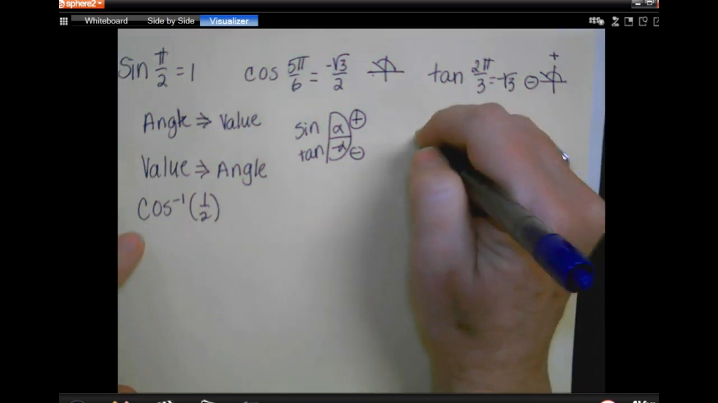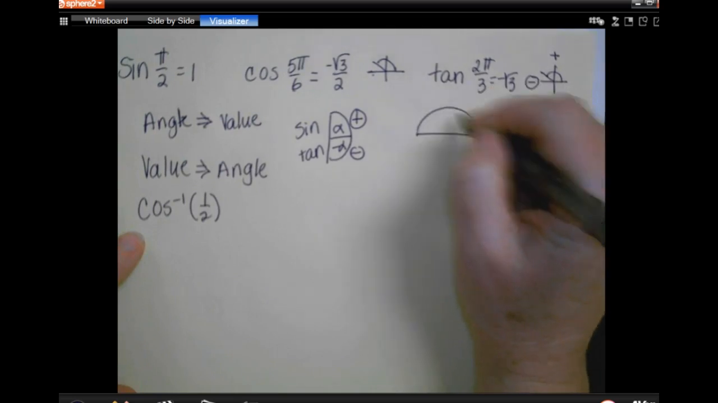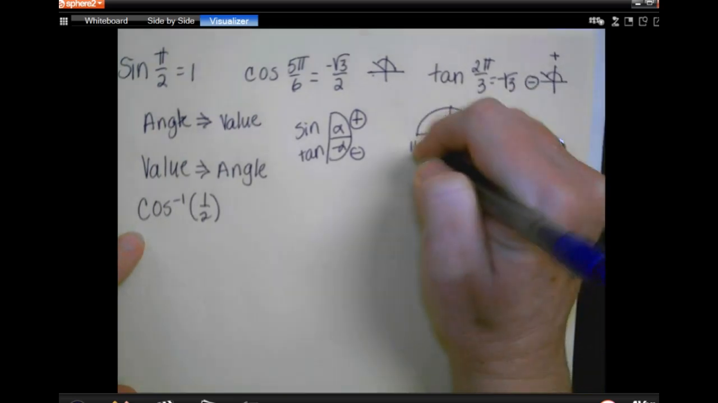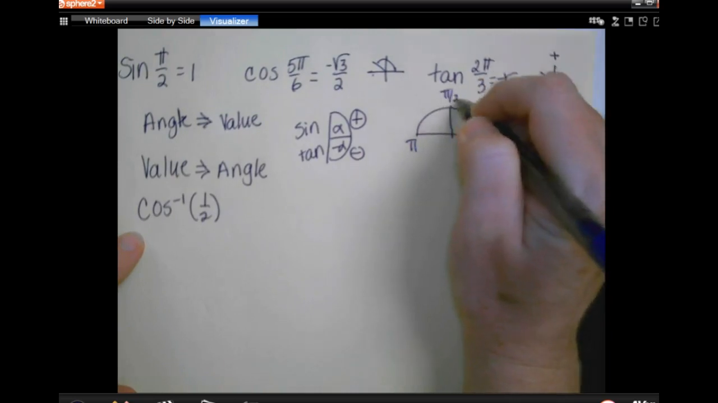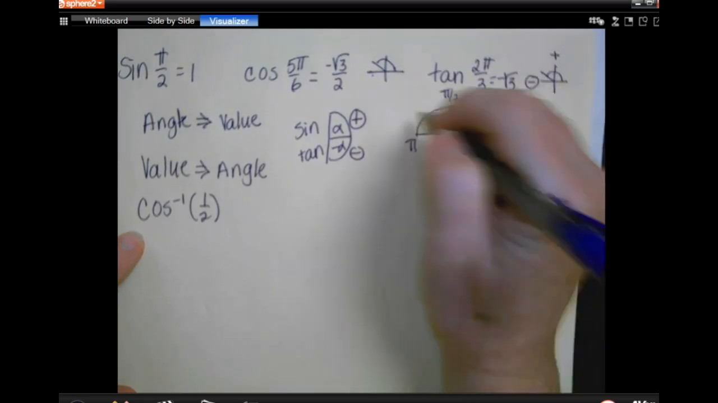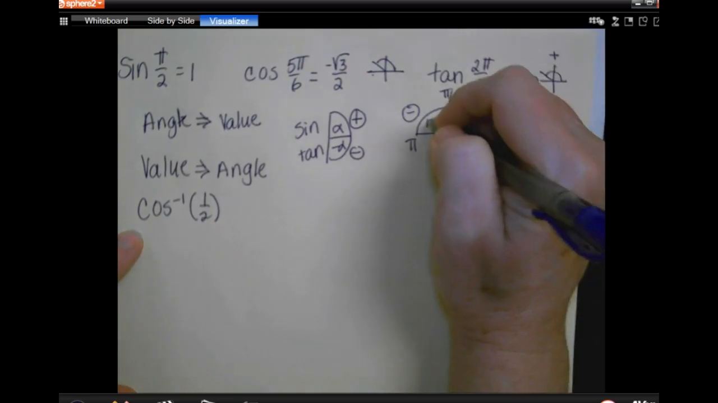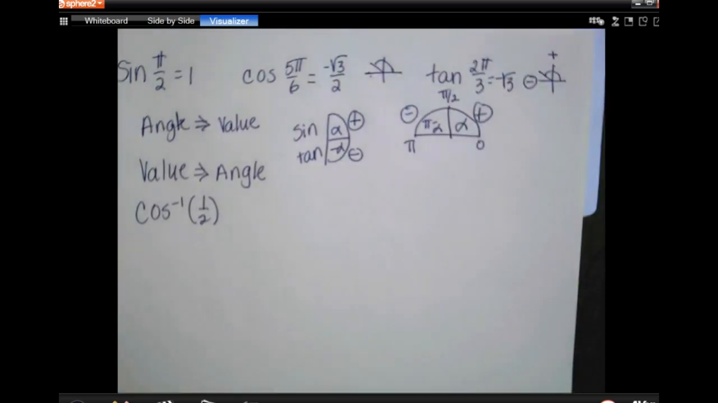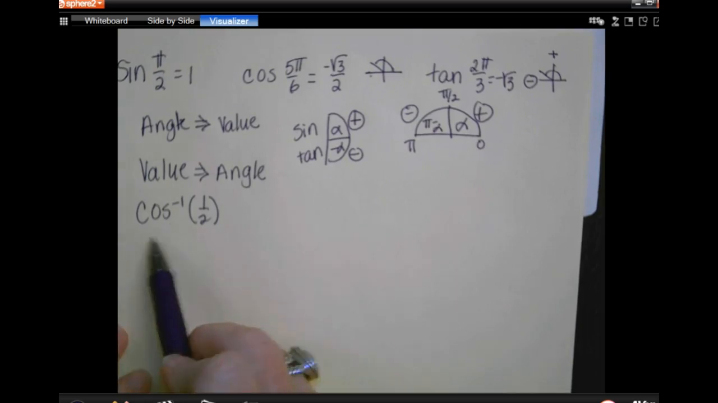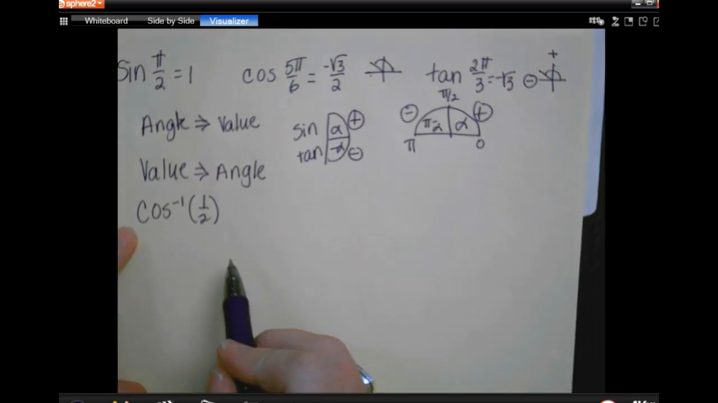For the cosine, we go from 0 to pi. Here's my pi over 2. These are my positive x angles, and these are my negative x angles. So this is my reference angle, and this side is pi minus my reference angle. Correct. So this is how you read this.